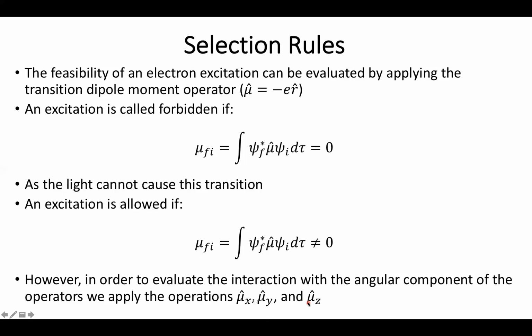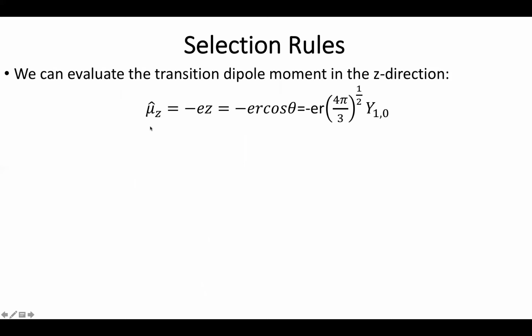And again, as has been going on for a while, and will continue to go on for a lot more, we're going to specifically look at the z coordinate, because we usually like to define this as the one coordinate we care about. We can choose any, but we like the z coordinate. So when we do this, we can express the transition dipole moment as the electron charge times the z coordinate, just like we did with the r earlier.